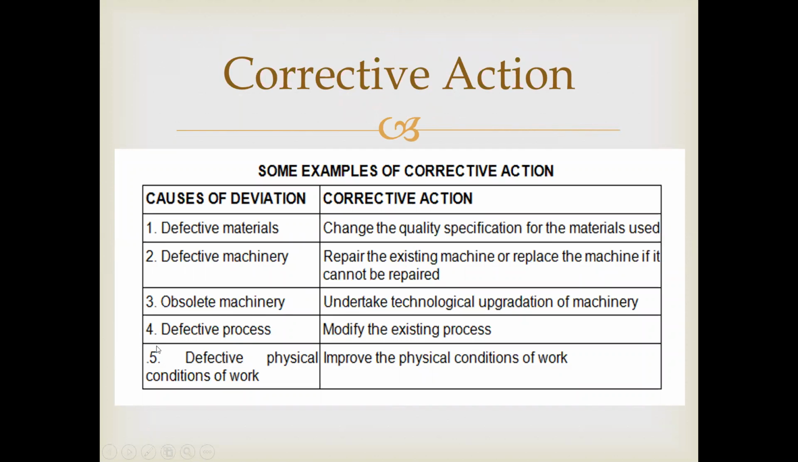Then the fourth cause of deviation is defective process. So corrective action could be modified. The fifth cause of deviation is defective physical conditions of work. Fine. अगर defective physical condition है work की, काम करने की, so corrective action obviously is improve the physical condition of work. So these are a few examples of the corrective action which can be taken by the manager in case they identify the following causes of deviations.